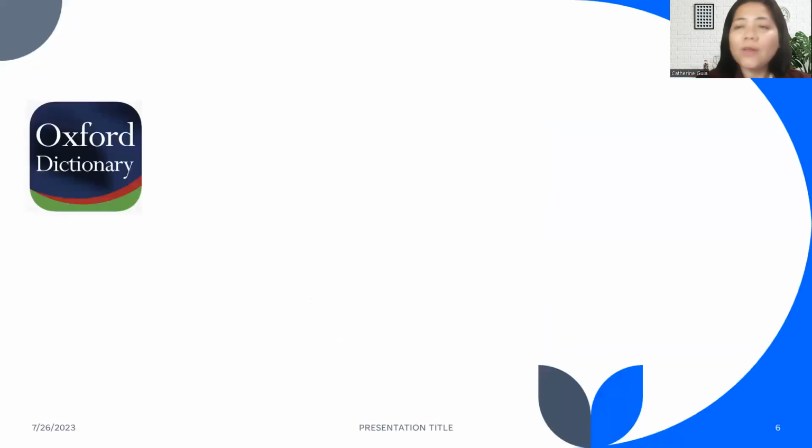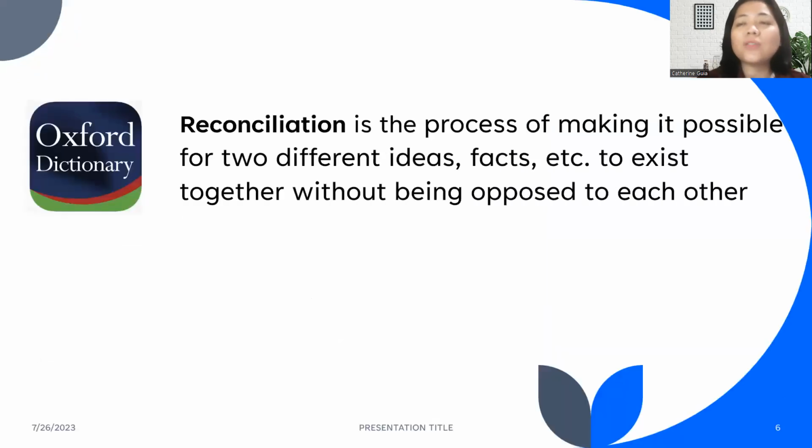Okay? So what is reconciliation? Actually, this is a noun. According to the Oxford Dictionary, this is the process of making it possible for two different ideas, facts, etc., to exist together without being opposed to each other. So it's very related to the definition in our previous slide about reconcile, just that this is a noun.